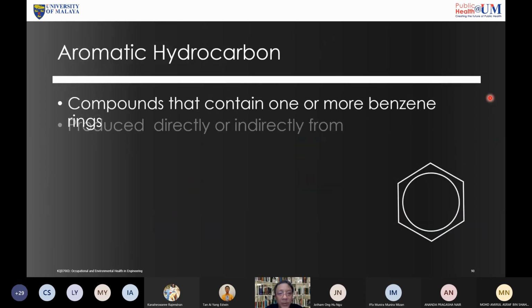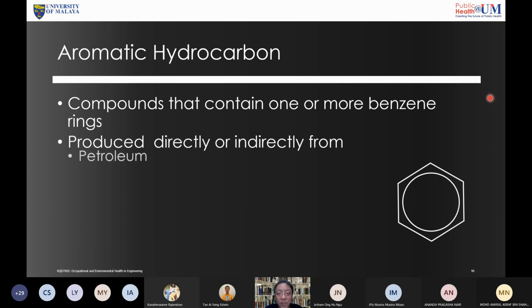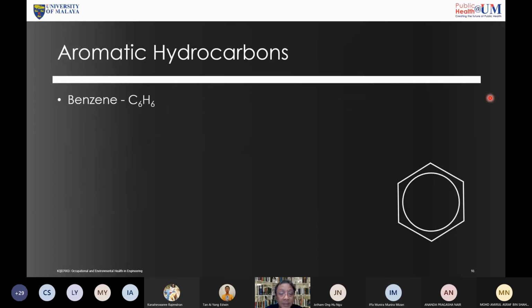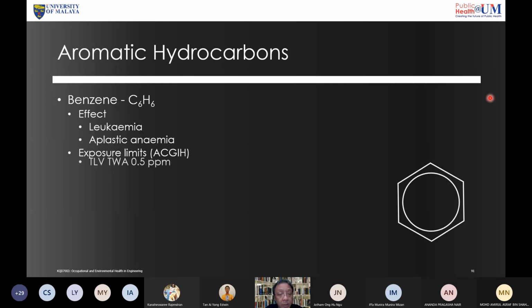The next one you look at is aromatic hydrocarbon. Aromatic hydrocarbons are compounds that contain one or more benzene rings, produced directly or indirectly from petrol or coal tar. Of course, we know that from the distillation of petrol we get different kinds of aromatic hydrocarbon. So benzene, the most basic form of hydrocarbon. The effect of benzene, I think we have discussed earlier, basically causes leukemia. Leukemia affects the white blood cell formation.